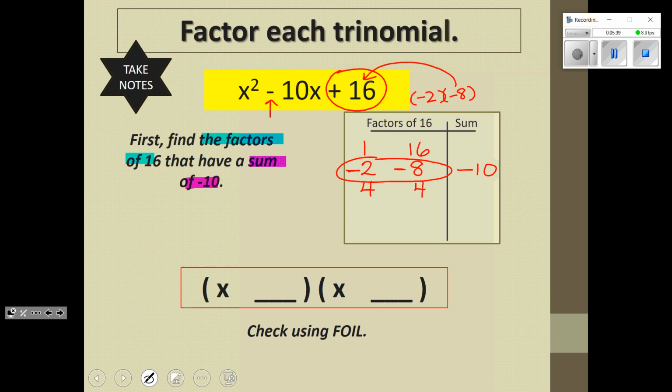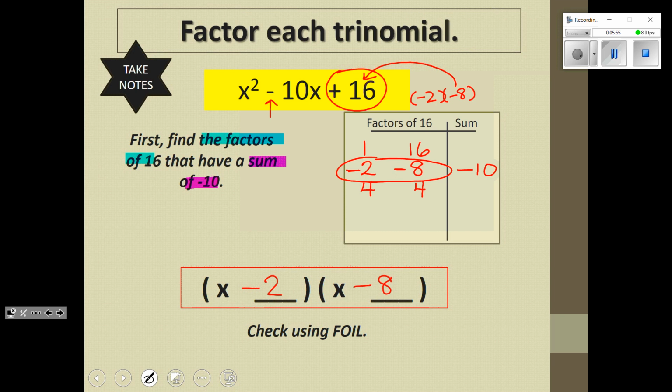We have the factor pairs that we found of negative 2 and negative 8. So this time when we write our two binomials, it's going to be x minus 2, since it was a negative 2, and x minus 8, because of the negative 8.